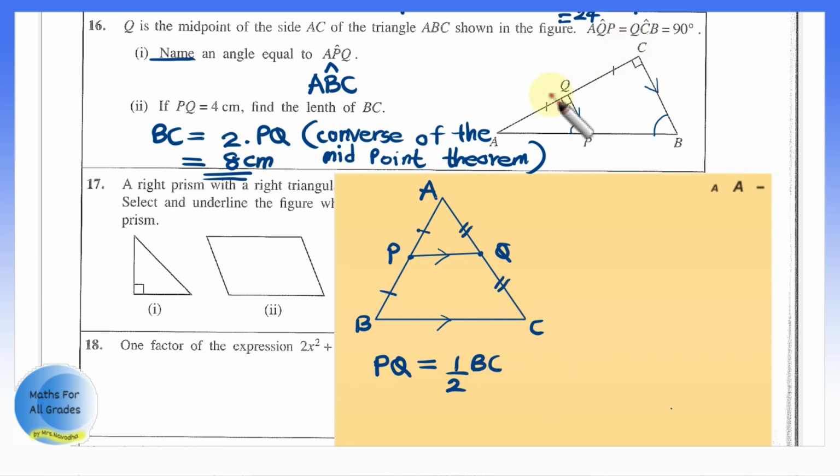Now look at this figure again. We know only one midpoint and it's Q. And the next thing we know is QP is parallel to BC. Therefore, we can say this QP line bisects the AB side. That means P is the midpoint. So PQ is given, it's 4 centimeters. Then BC is twice that length, which is 8 centimeters.